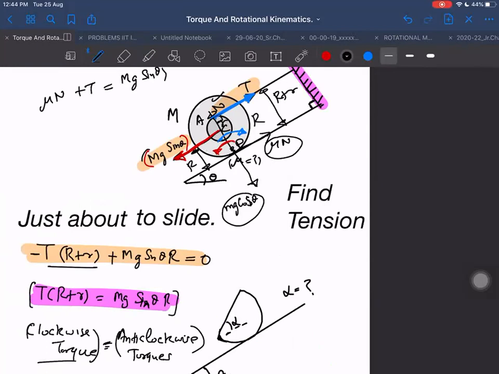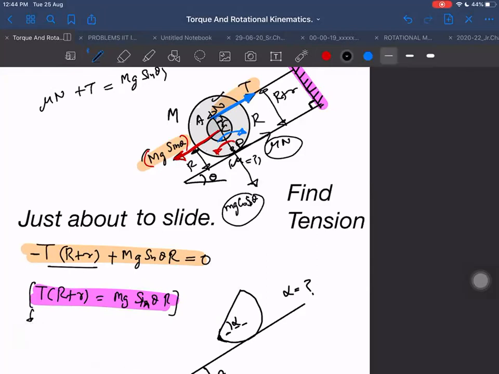Then directly we can write magnitude wise, no need to write sign also, and we can quickly get answers. So I recommend this method only. Use this method from now onwards. Clockwise torque is equal to anti-clockwise torque. It will always be valid even if there are multiple forces acting. All anti-clockwise put one side, all clockwise put another side. See how quickly we are getting the answer T, so fast in one step only.